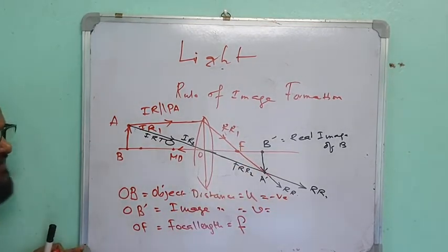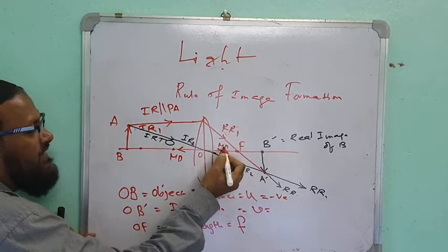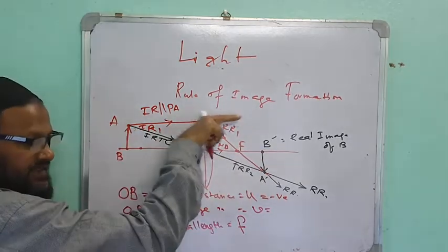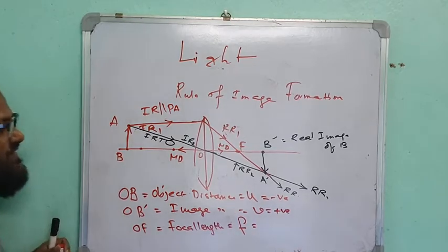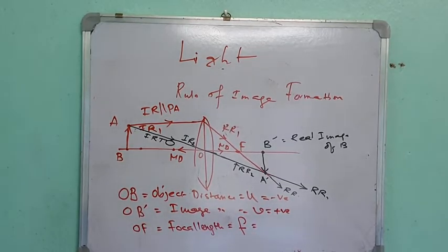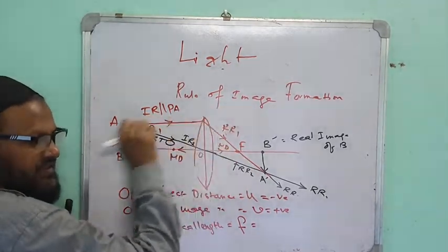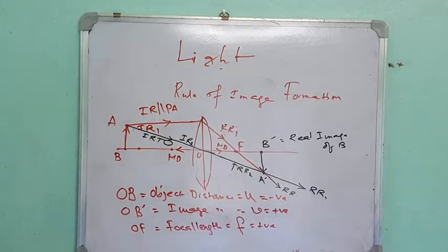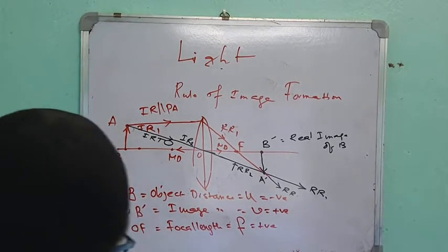In this case, please see here, this is the measurement direction for OB dash, and this is the incident ray. Same. Therefore, V is positive in this case. For a convex lens, F is positive. From the figure, see here, this is OF, this is the measurement direction, this is the incident ray. Then this is also positive.